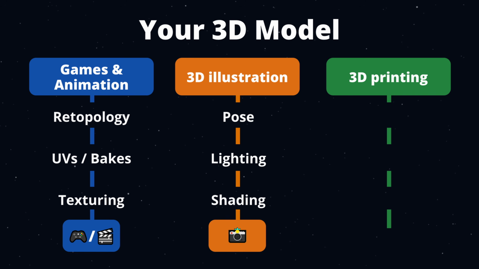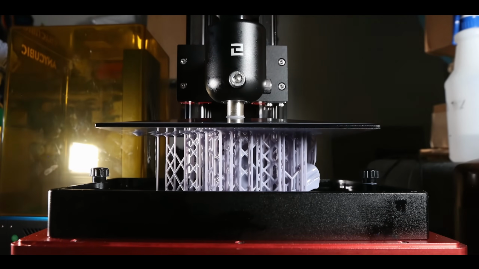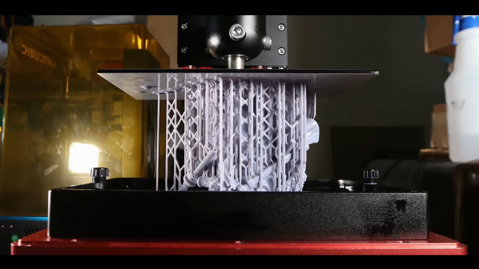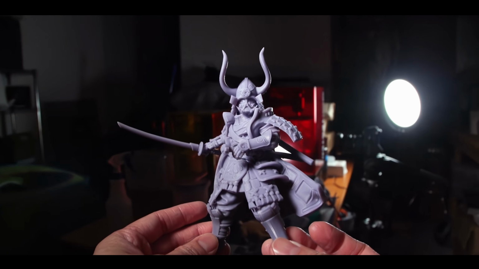So, if your goal is to create visual impact quickly, 3D illustration is the most direct path to achieve it. And finally, the third path a high poly model can take is bringing it into the physical world, turning it into a real object that you can paint and hold in your hands. Although it sounds magical, 3D printing also has technical demands.